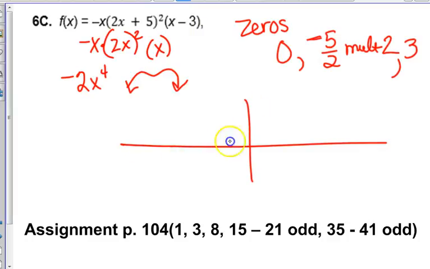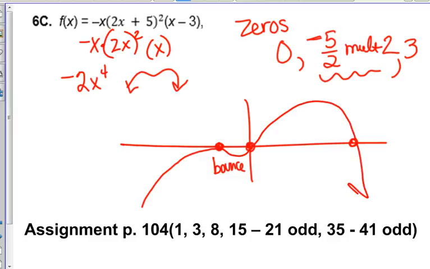If I graph that, it crosses at 0. At negative 5/2, what does it do because of the multiplicity? It bounces. And at positive 3, it crosses. Now this behavior showed us that it was coming from down here on the left, bouncing, crossing, crossing. This general shape is correct. It could totally go much higher or lower at those max and min points.